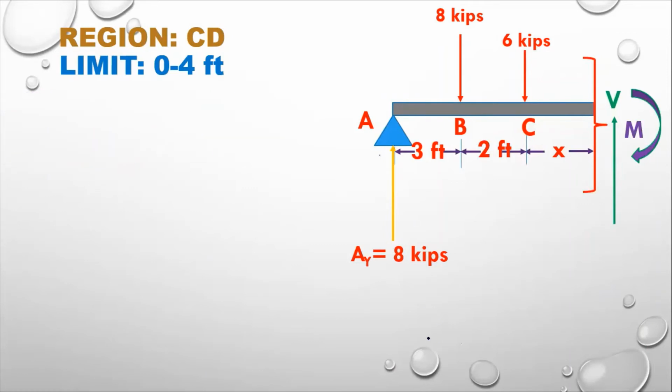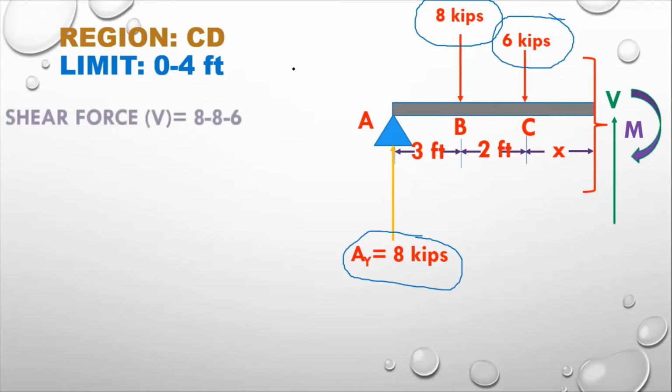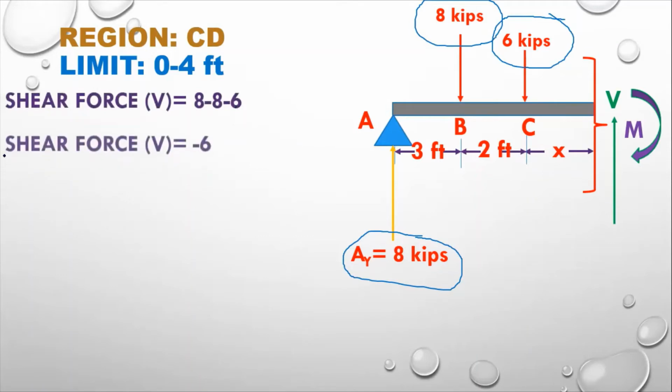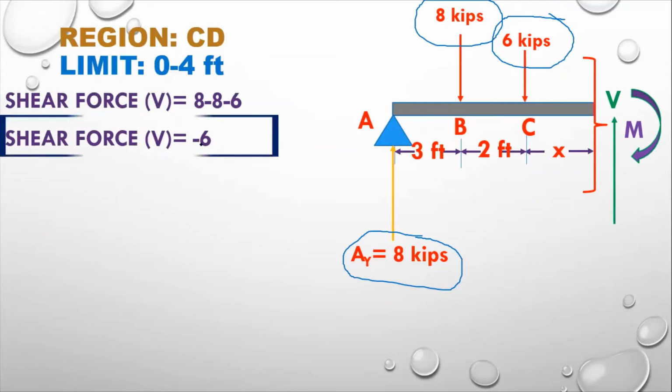So let me clear you, because we are having 3 vertical forces here. So we will sum only 3 forces here. So what are these? Plus 8 minus 8 minus 6. So the shear force equation becomes 8 minus 6, and the shear force value will become minus 6. So you can see here the value coming out for the shear force is -6.